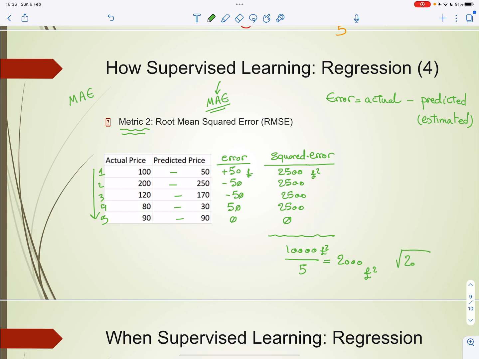So the root of 2,000 would be something around, let me calculate it, 40-something it must be. So it would be something around 44, a little bit over 44. And this is the performance of our model using RMSE.